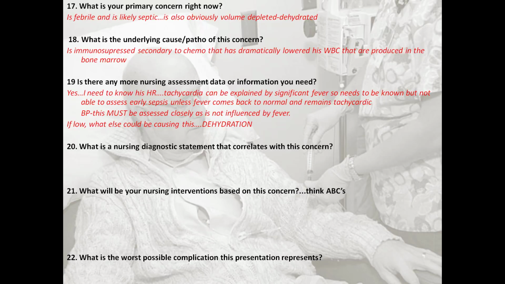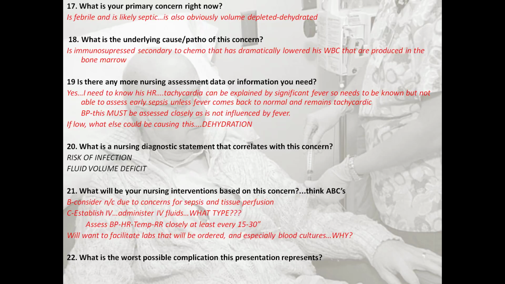So our nursing diagnosis would be risk for infection and fluid volume deficit. What nursing interventions based on this concern? Think about it. Use your ABCs when you think about this. B, consider nasal cannula for breathing due to concerns for sepsis and tissue perfusion. C, I'm going to establish an IV. I want to administer IV fluids. What type do I want to give? I'm going to probably start with a normal saline and maybe move to a D5.